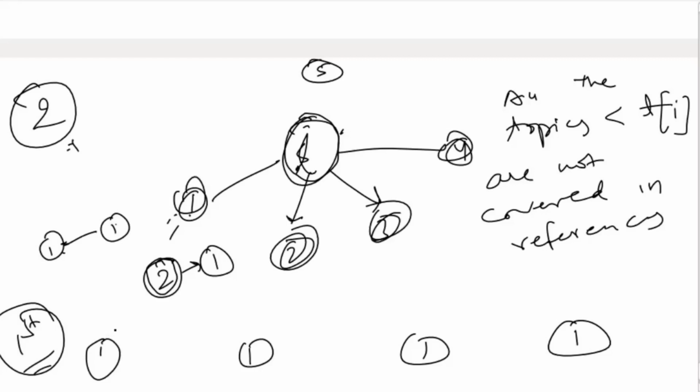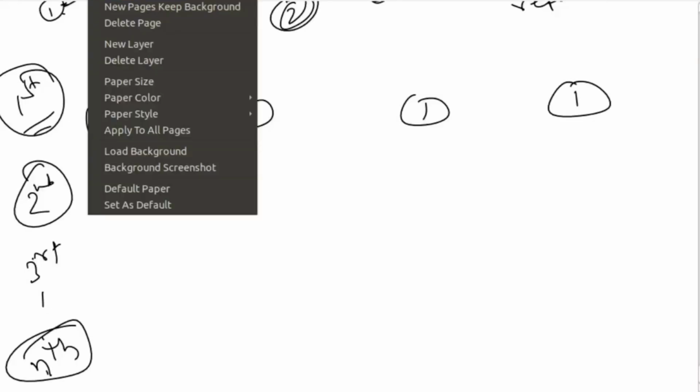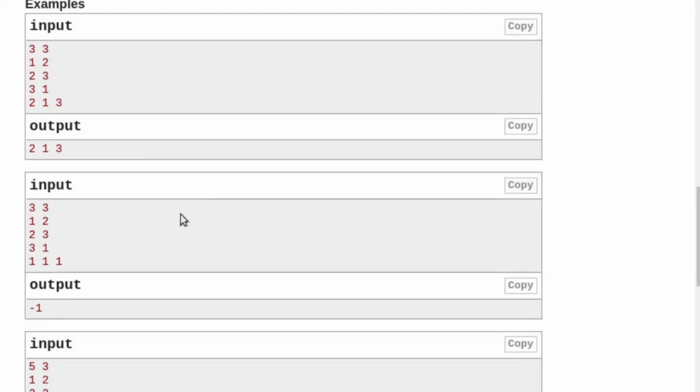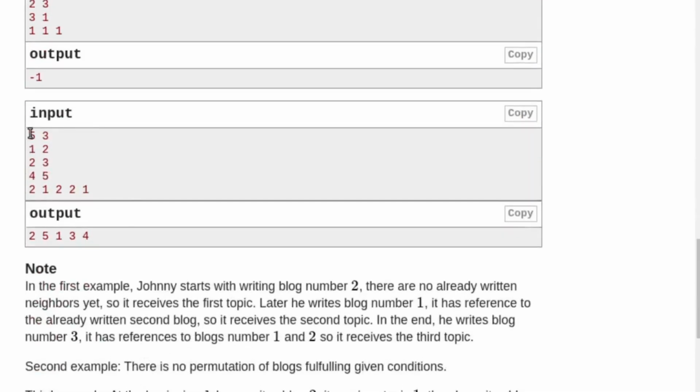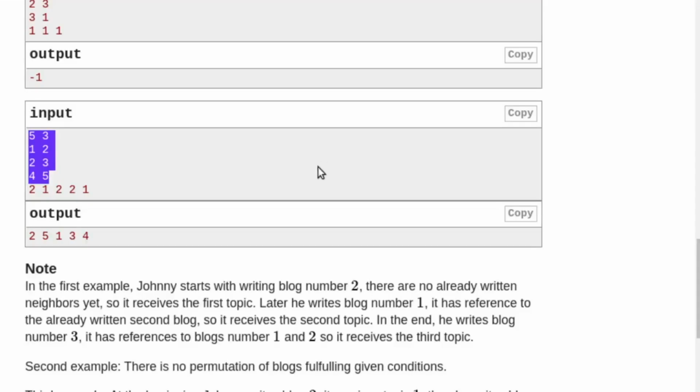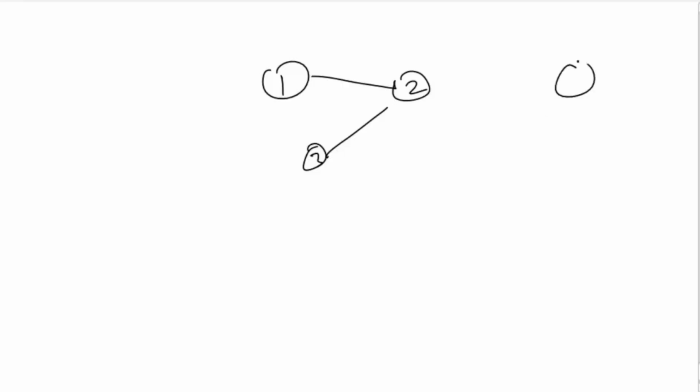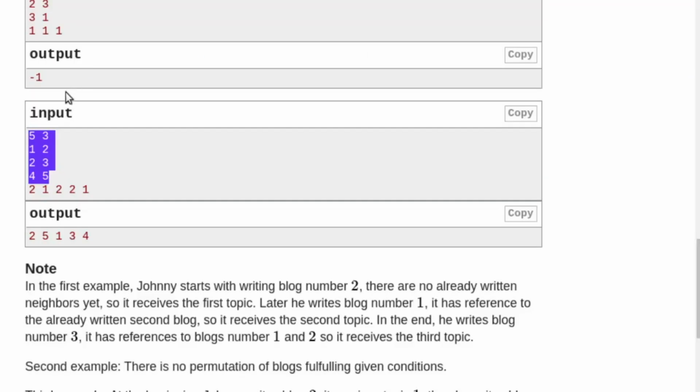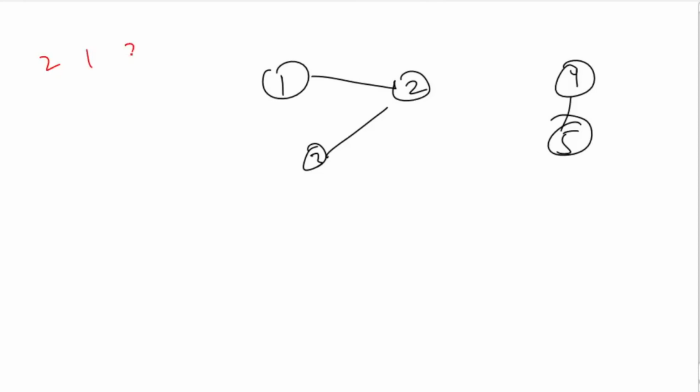So let's take an example to have a better understanding of this problem. Suppose we take this last set of input as the example. In this set you have 1, 2, 3, 4 and 5. These are our blogs, and our desired order is 2 1 2 2 1. So now you can see that block 1 should have topic 2.